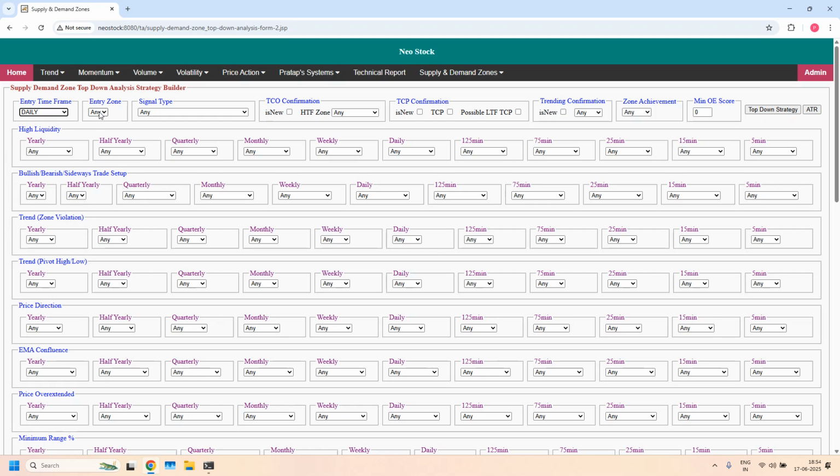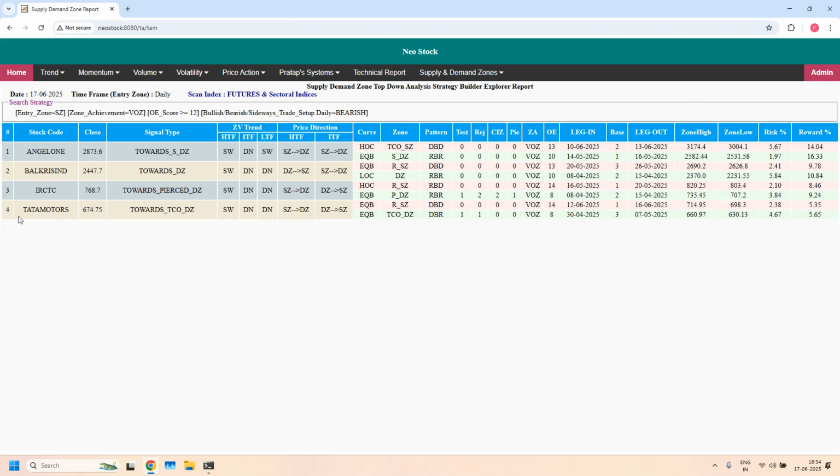Entry time frame daily, entry zone supply zone, bullish or bearish at daily time frame. I am selecting bearish. Zone achievement violated opposing zone. Minimum odd enhancer score 12. With these filters, we got 4 stocks. These 4 stocks are currently supporting bearish trade setup for monthly income trade. And entry time frame zones are daily supply zones.